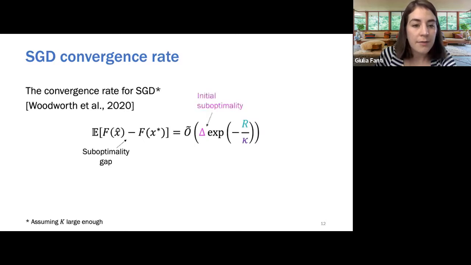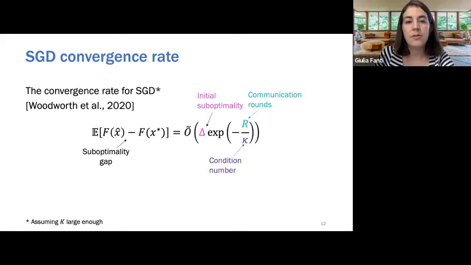So here again, the left side is suboptimality gap. Delta is our initial suboptimality gap, so the difference between our initial global objective value and the optimal value. R is our communication rounds, and kappa again is our condition number. And here I want to point out two things about this expression.